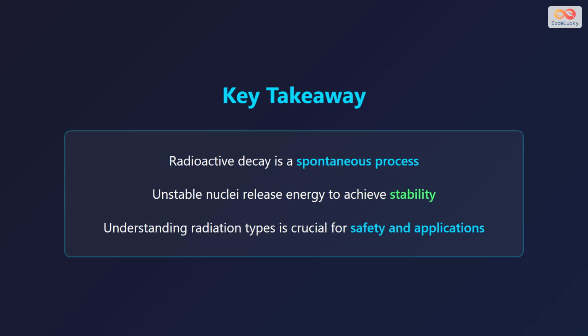To summarize, radioactive decay is a spontaneous process where unstable nuclei release energy to achieve stability. Understanding the 3 types of radiation, alpha, beta, and gamma, is crucial not only for safety when working with radioactive materials, but also for their beneficial applications in medicine, industry, and energy production. This foundational knowledge will serve as the basis for understanding more complex nuclear chemistry concepts ahead.